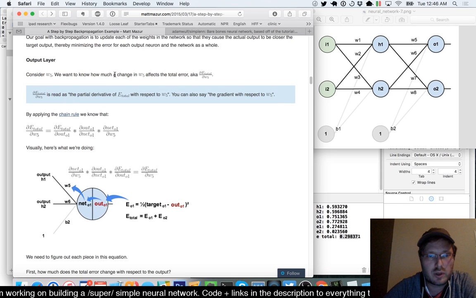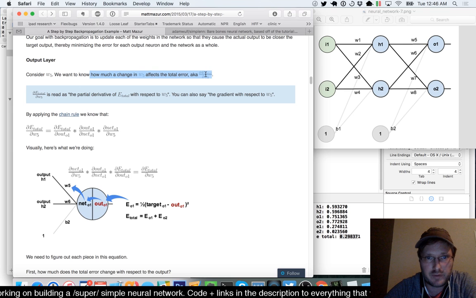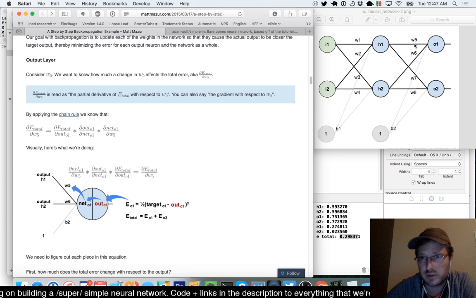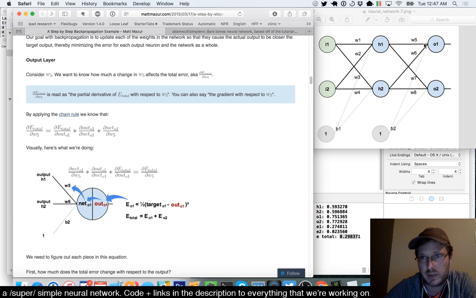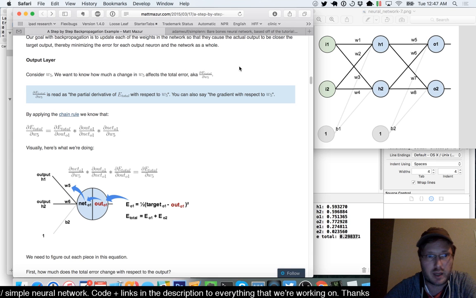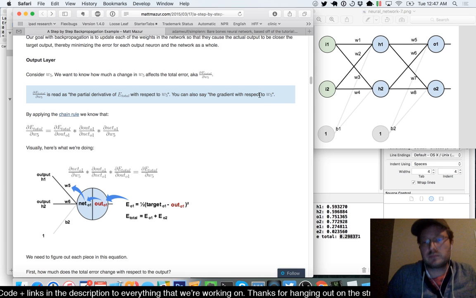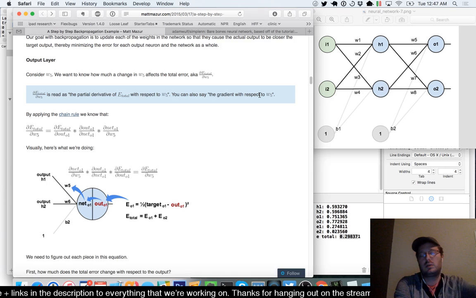We want to know how much a change in W5 affects the error total. So he's talking about this guy right here. His error is 0.25, so he has a sizable error. And how much does this weight versus this weight right here affect that output? That's what we're going for. So E total given dW5 is the partial derivative of E total with respect to W5. I'll say the gradient with respect to W5, right? So that makes sense.